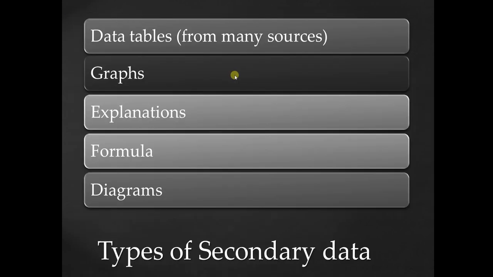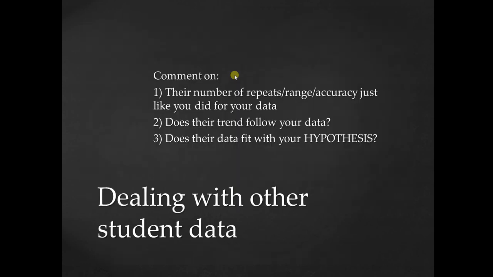So, what types of secondary data could there be? Well, we don't just have to have tables and graphs. We can also compare what we found in our experiment to other explanations. We can sometimes use formulae, and in particular you could think about using diagrams to help explain what you found in your primary experiment. So we could comment on other people's data, other students'.